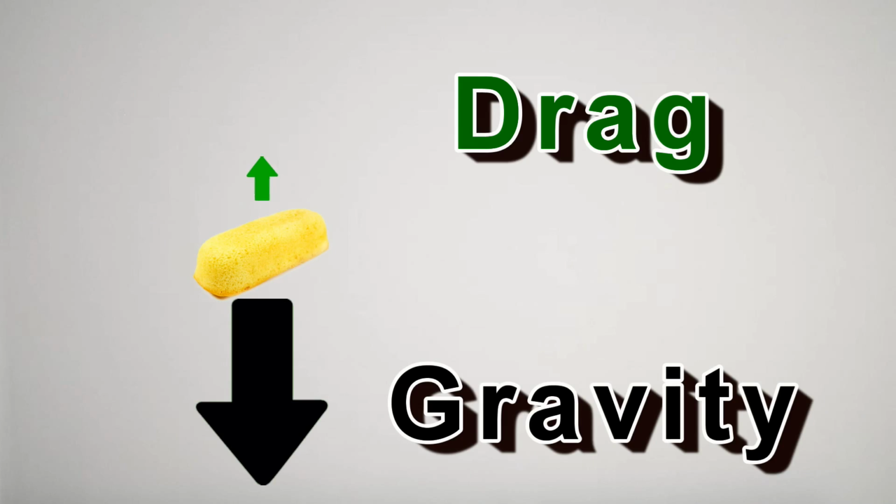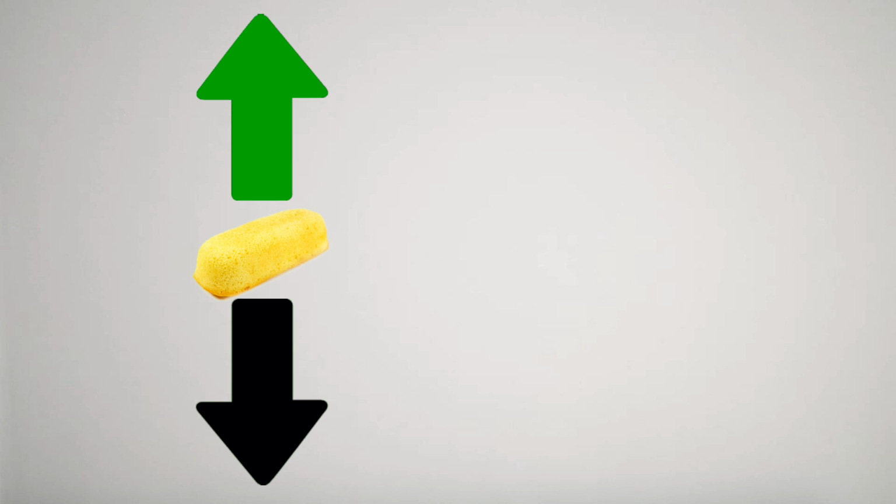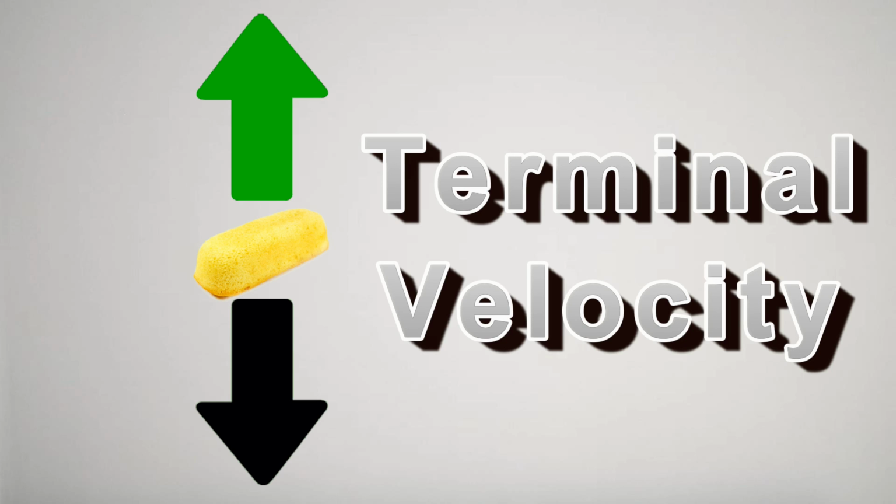So as you fall faster and faster, you generate more and more drag. When your drag force equals the force pulling you down due to gravity, you will stop accelerating and fall at a constant speed. This is the object's terminal velocity.